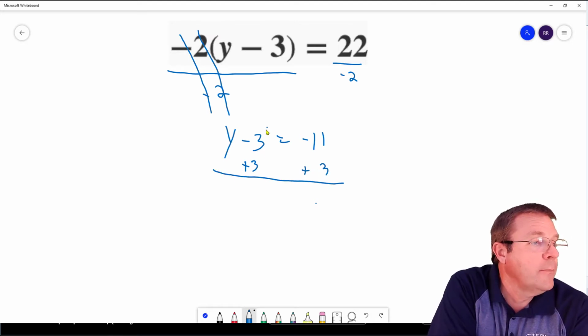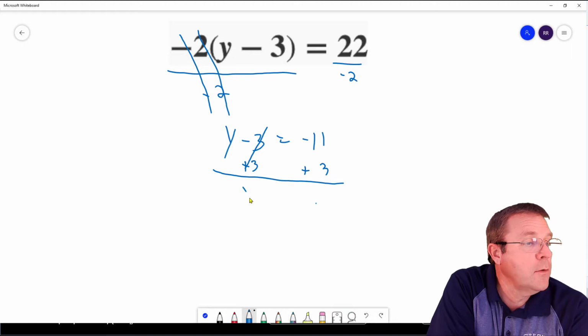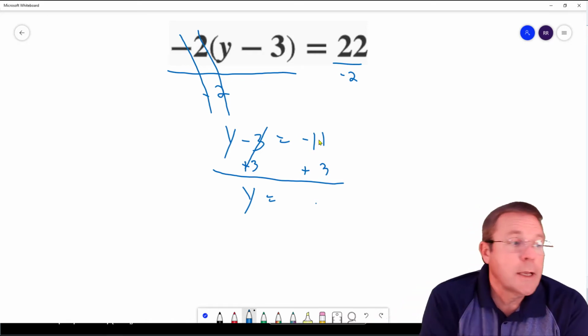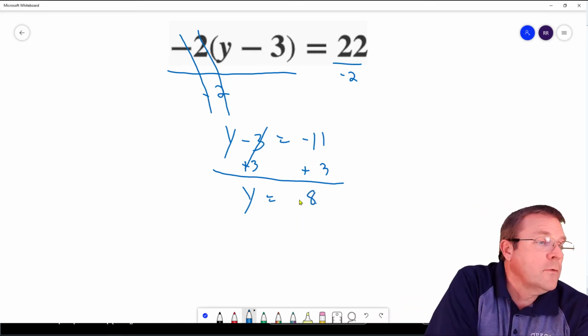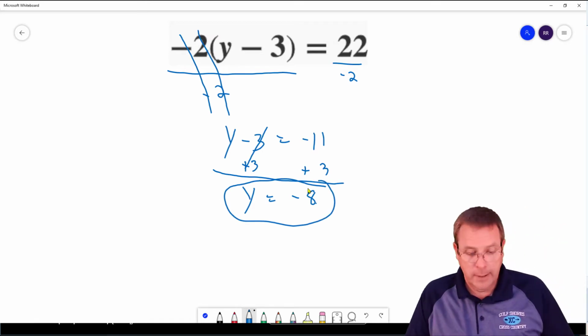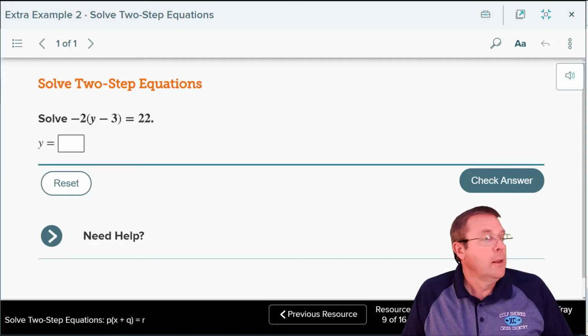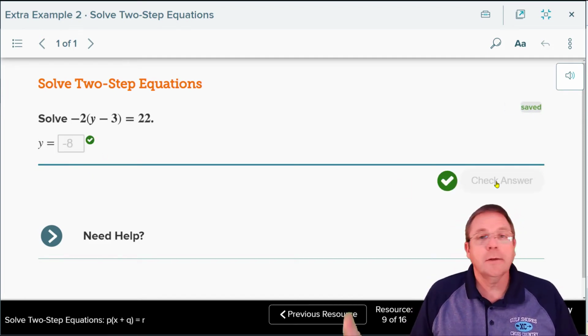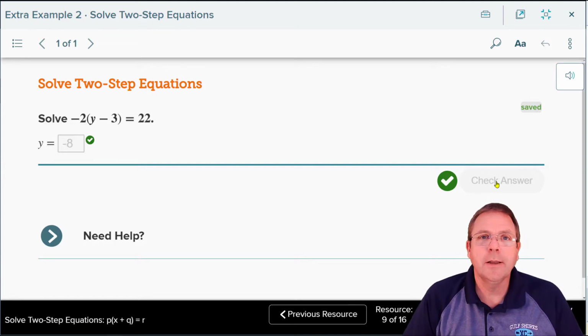When I do that, these 3s zero each other out, leaving y is equal to, and then on the right I have negative 11 plus 3. Signs are different. Find the difference with the sign in front of your larger number going in front of your answer. Y equals 8 is going to be the final answer. Negative 8, excuse me. Take and put your negative 8 here, hit your check. Easy math. Anybody can do these problems.